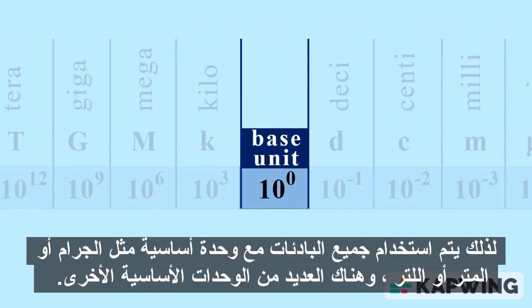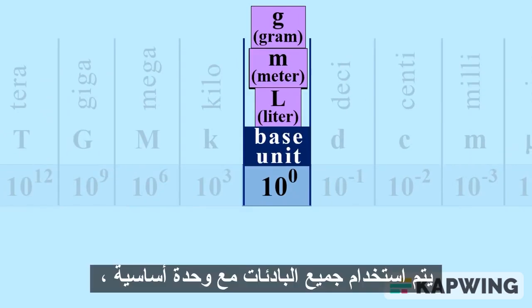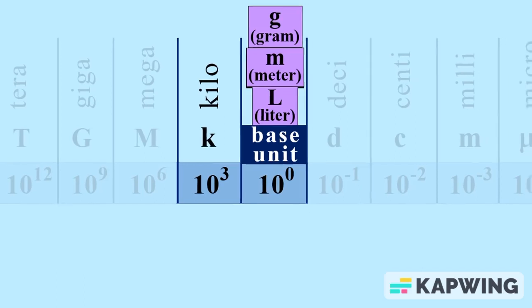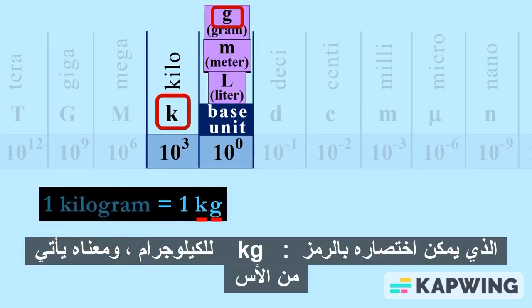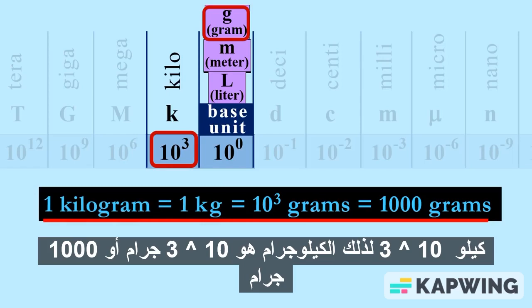So all prefixes are used with a base unit, such as gram, meter, or liter, and there are many other base units. All prefixes are used with a base unit, and since each prefix represents a number, it is a shorthand for verbalizing a specific amount of that base unit. For example, in 1 kilogram, kilo is the prefix and gram is the base. It can be abbreviated with their symbols, kg for kilogram, and its meaning comes from the exponent. Kilo is 10 to the third, so kilogram is 10 to the third grams, or 1,000 grams.